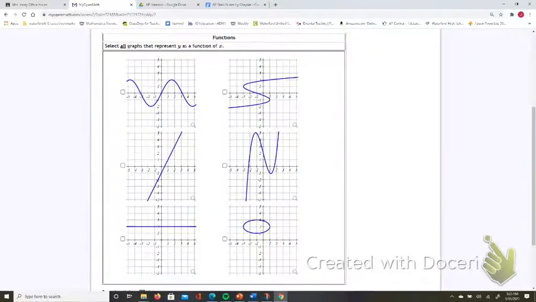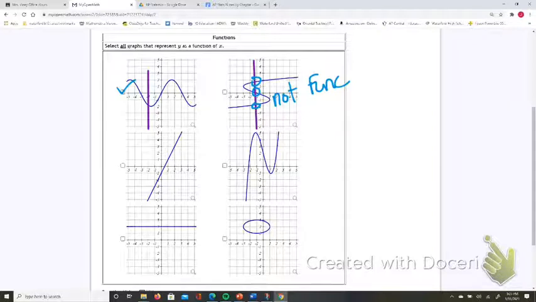On number 2, what we're going to do is we're going to just look at the graph and make a decision. So if I draw a vertical line, it only touches it once. So yes, it's a function. Okay, go across, draw a vertical line. Uh-oh, you guys, it touches here and here and here. Not a function, don't select it.